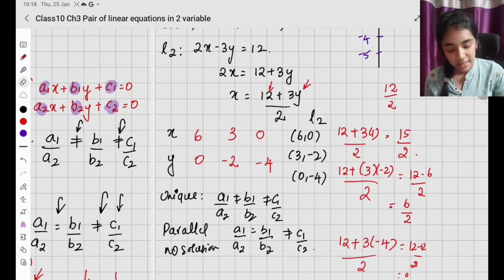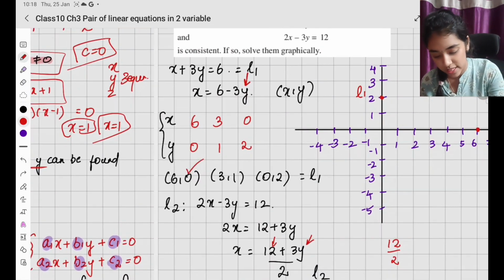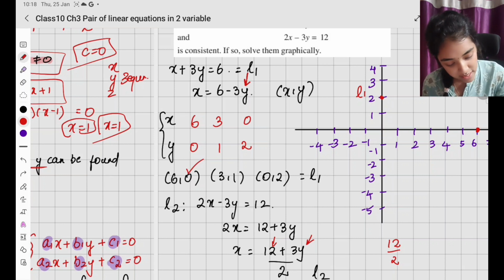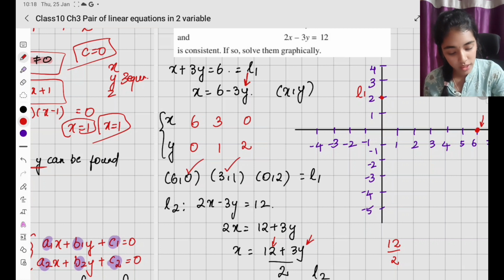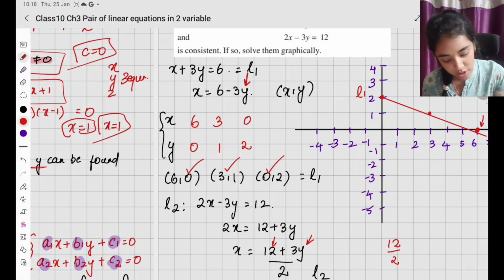Now shall we plot this? So let us plot these points. Now what is line 1? We have 6, 0. So 6, 0 I can plot, which is on the x-axis. So this is going to be this point. Then we have 3, 1. Where is 3, 1? 3, 1 is going to be over here. Then you have 0, 2. 0, 2 is on the y-axis. So when I join these three points, I'm going to get my line 1. So this is going to be line 1.